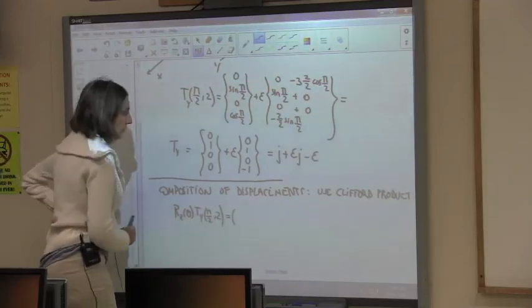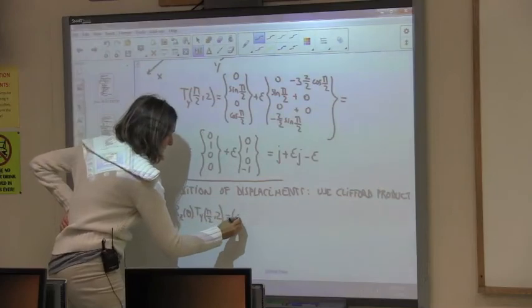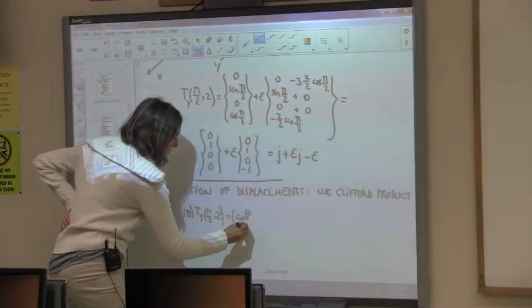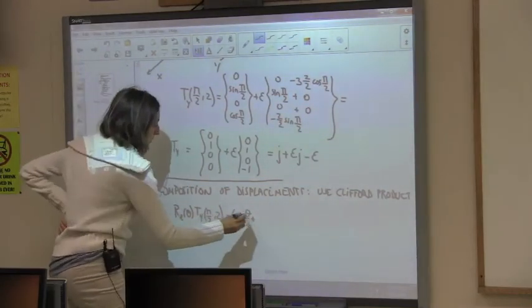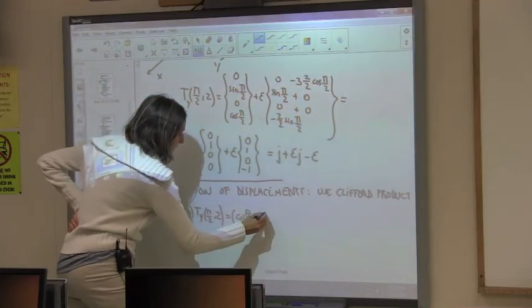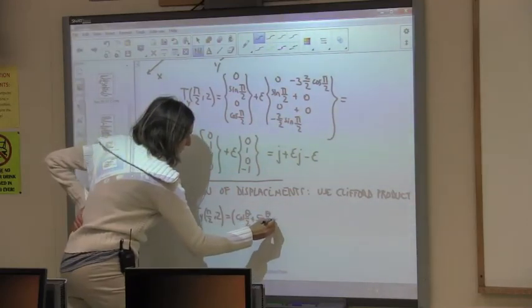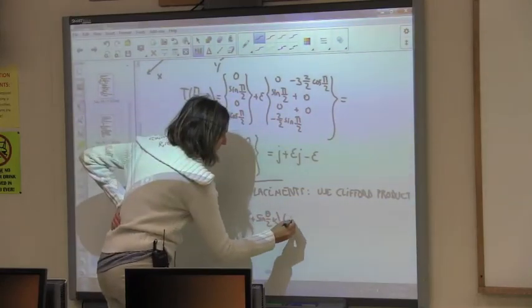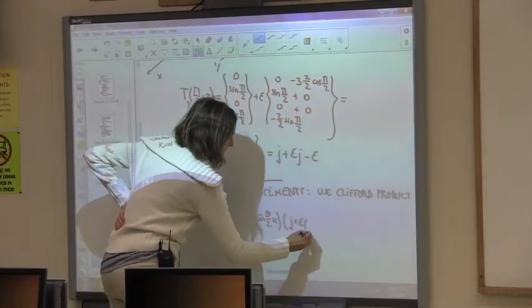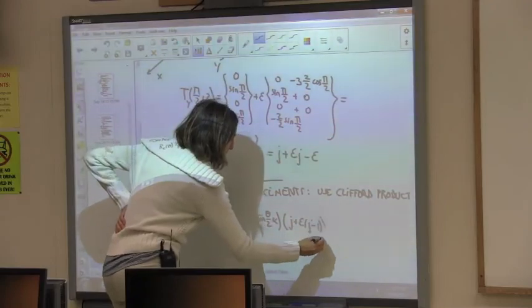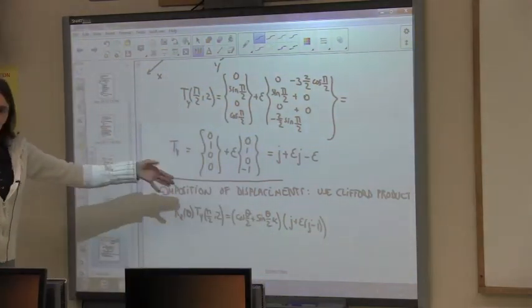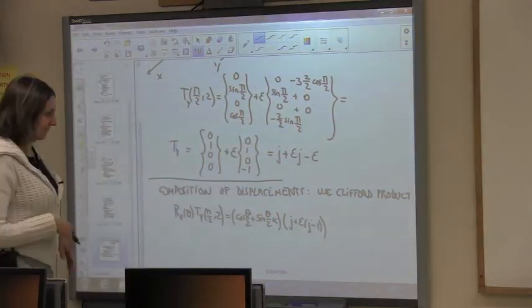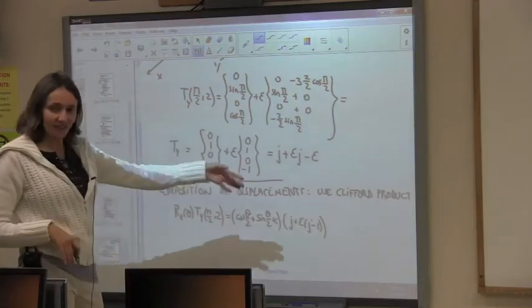and that will be, what was that, cosine theta over 2 plus sine theta over 2 k, right? Clifford product with j plus epsilon j minus 1, and just operate with the units.